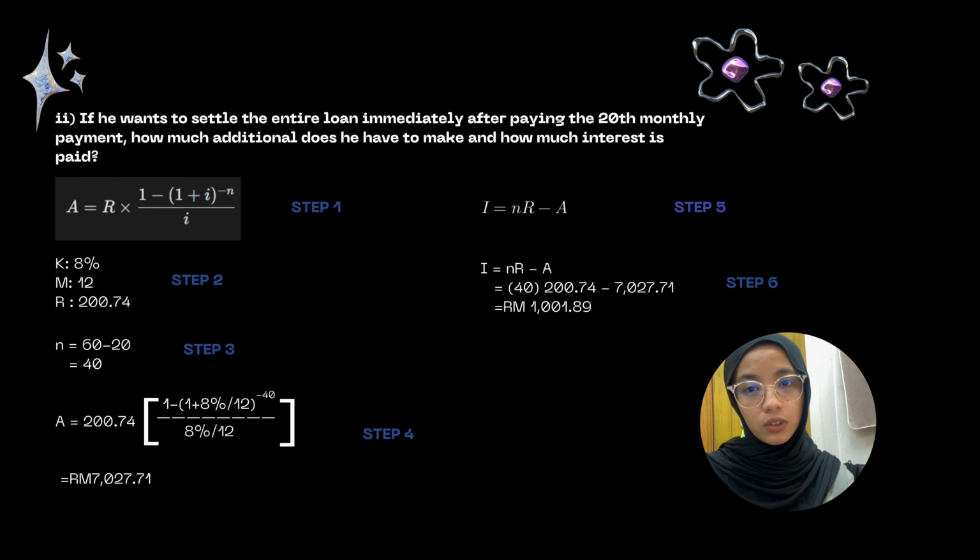Step 4, you just need to fill in the formula, which is A equals 200.74 times (1 minus (1 plus 8% per 12) to the power of negative 40) over (8% per 12), which equals RM 7,027 and 71 cents. Next, to calculate the interest paid, use the formula I equals nR minus A, and the answer will be RM 1,001 and 89 cents.